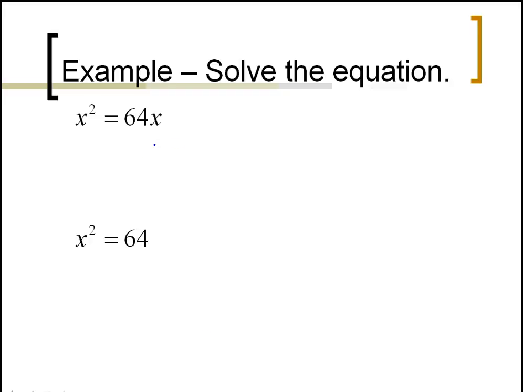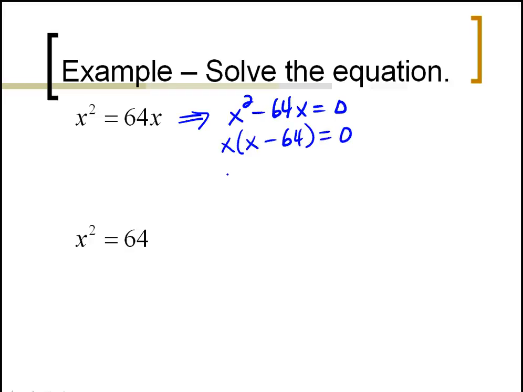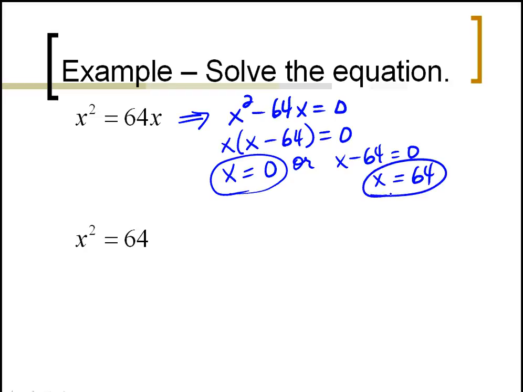What about x squared is equal to 64x? Putting it in standard form, we get x squared minus 64x is equal to 0. X squared minus 64x has an x in common. If we factor out an x, that leaves x minus 64. So if we set each of those to 0, we get either x is equal to 0 or x minus 64 is equal to 0. Well, x is equal to 0 is already solved. If we add 64, we get x is equal to 64. So the solution set there is 0, 64.